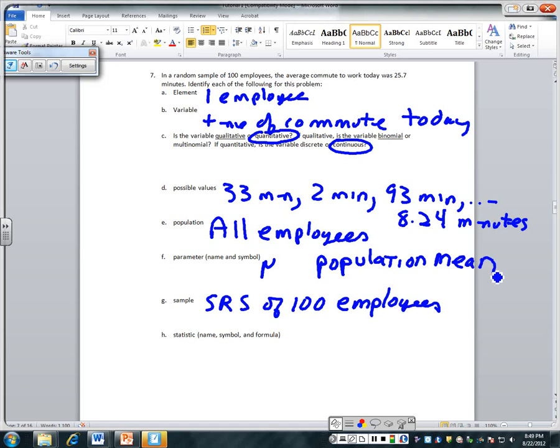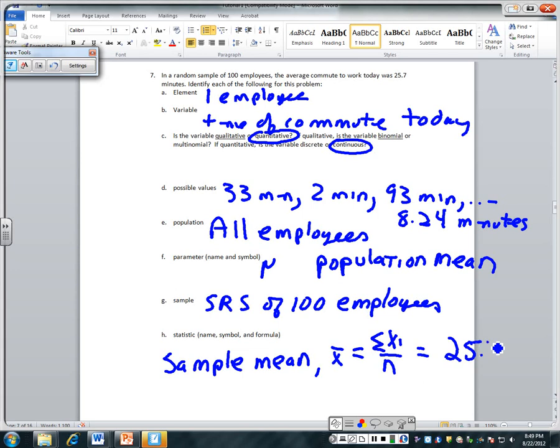And the statistic then is the sample mean, which is X bar. Okay, we haven't gotten to this formula yet, but I'm going to go ahead and write it in here. The sum of the X's divided by N. And what we do know about that is it's 25.7.